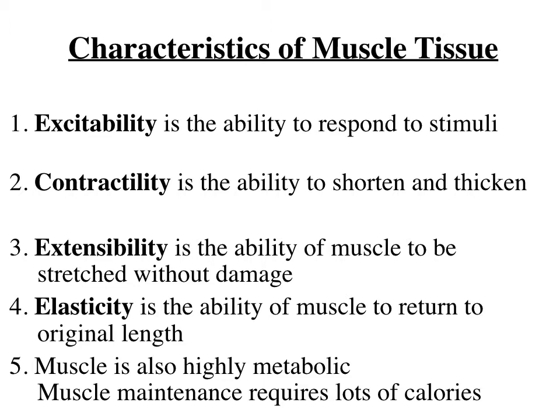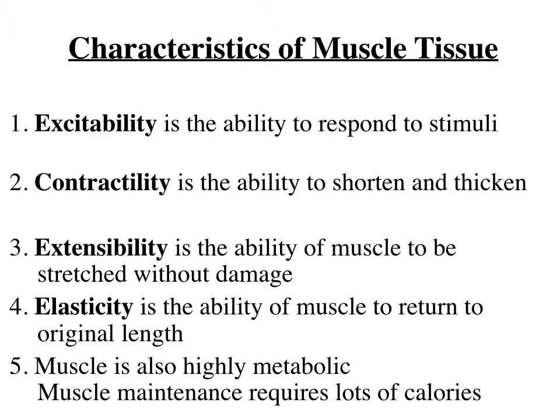How does the muscle do what it does? How does it pull on bone, for example? Well, it shortens, and you get that sort of belly in the middle. That's called contractility. Extensibility is the ability to stretch without being damaged. So it's sort of the opposite of contractility, to contract and to extend, to contract and to extend. Contractility is shortening. Extensibility is elongating or stretching without damage.